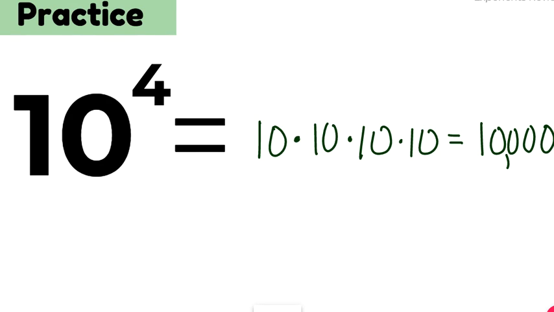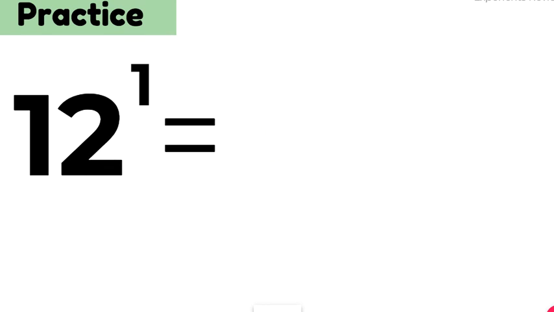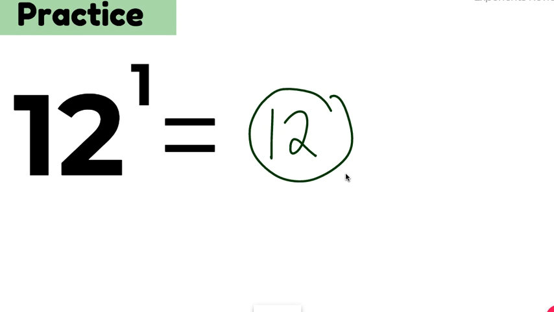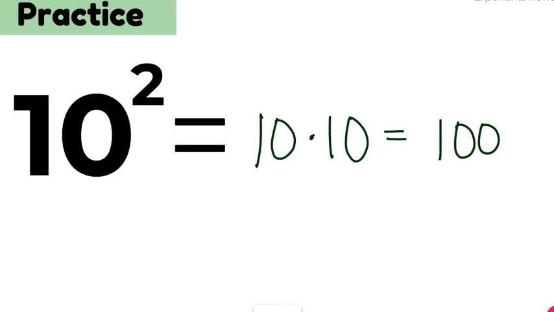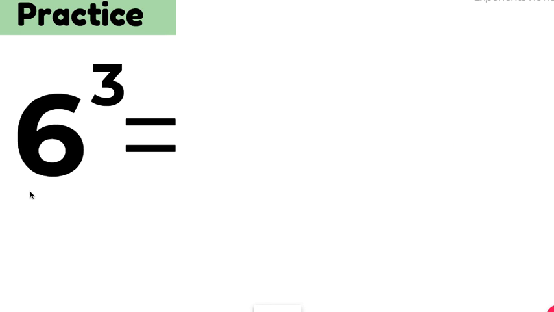And now I really want you to try on your own, write out the repeated multiplication, and come up with your answer. So hit pause and do that. And all you end up with is 12. I have 1 12, and that is all I'm going to have. Next one. Hit pause, try that on your own. You should get 10 times 10, which becomes 100. And our last one, hit pause, try that.